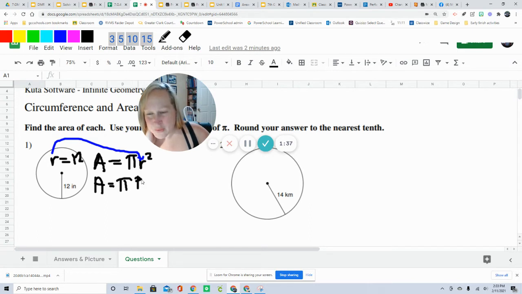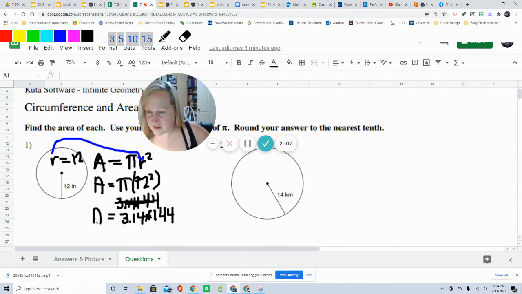pi times 12 squared. Okay, so 12 squared is 144, and pi is 3.14. Now I'm interested, well, that's awful. I don't want to erase the whole thing. So I will do 3.14 times 144. 144 is the area. I'm going to use my calculator.